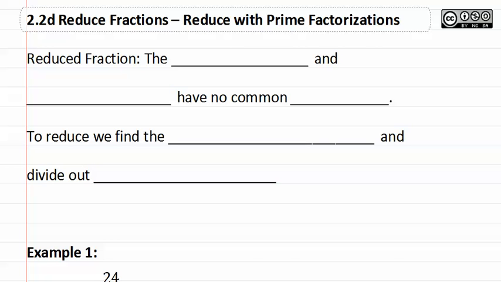2.2D, reduce with prime factorizations. A reduced fraction is when the numerator, which remember is the top number, and the denominator, which is the bottom number, have no common factors.